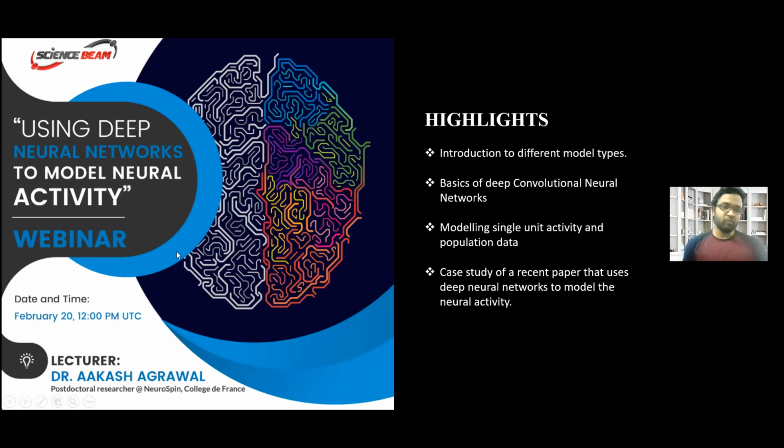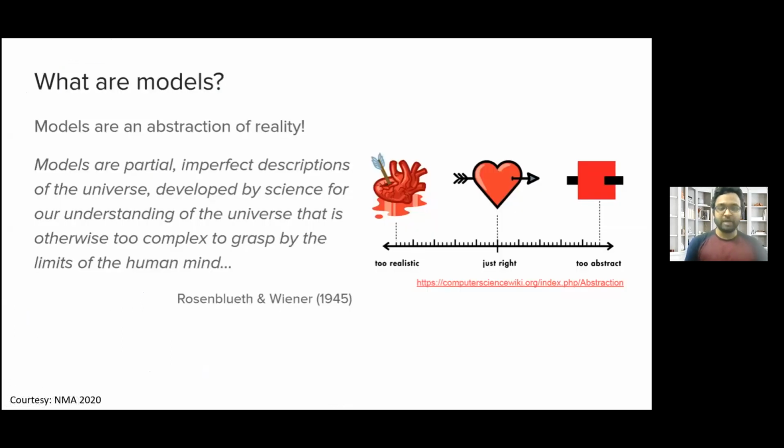So what are models? Models, as put by Rosenblueth and Wiener, are an abstraction of reality. Models are partial but imperfect descriptions of the universe, developed by science for our understanding of a universe that is otherwise too complex to grasp within the limits of the human mind.